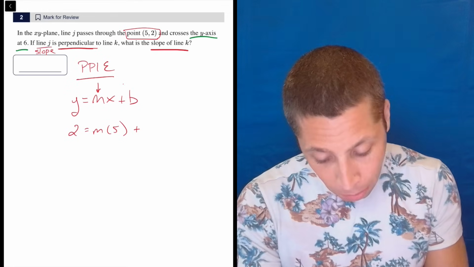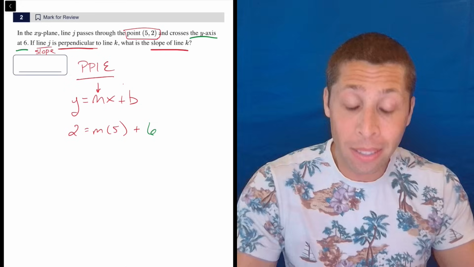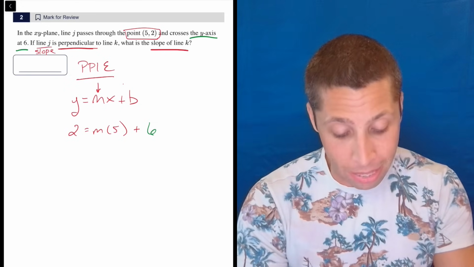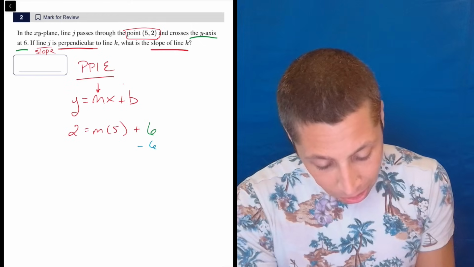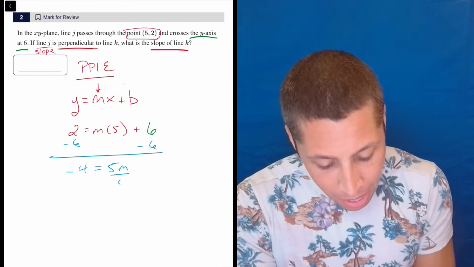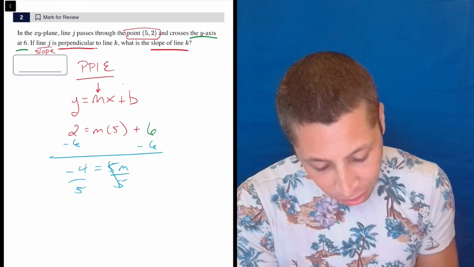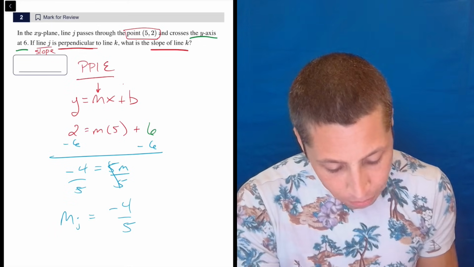So I have everything I need. I'm going to put this in here for b. Now, again, out of habit, I'm going to solve for m, because that's just what you do when you have an equation with one variable. So I would subtract 6, I would get negative 4 is equal to 5m, and I would divide by 5. And that gives me a slope of line J of negative 4/5.